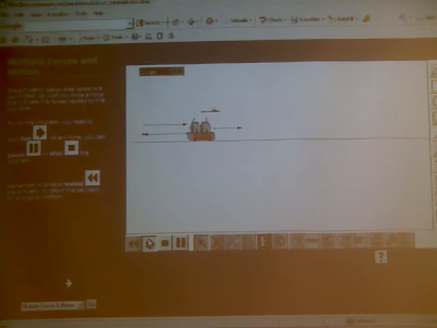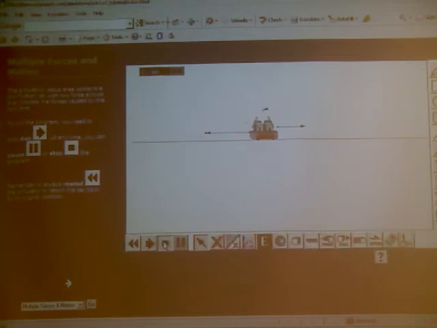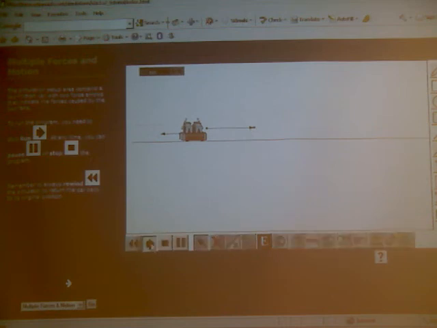I'm still giving it a push. Now I'm not pushing it anymore. What's actually happening? You say it slows down. That is correct. Now I'm going to give it a quick push, but the strongest force is going to be in the direction of the motion. What do you think is going to happen? Obviously, it's going to speed up.